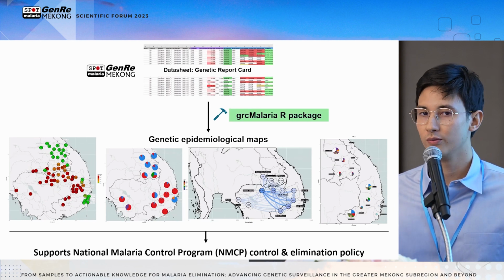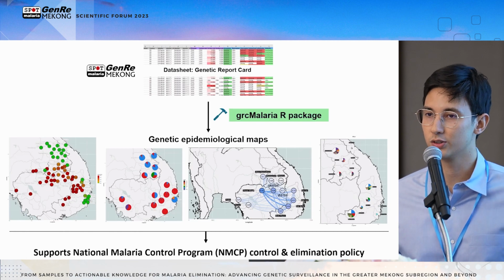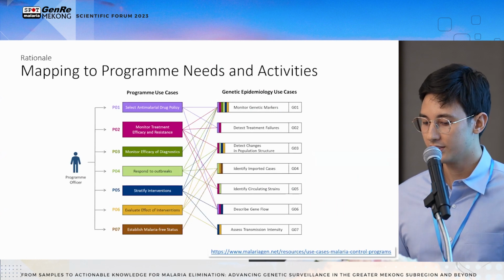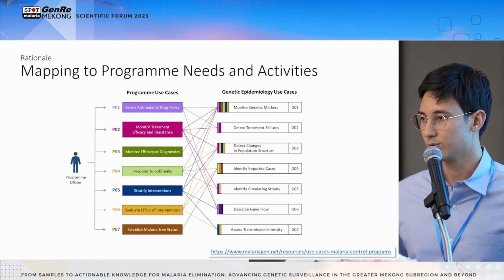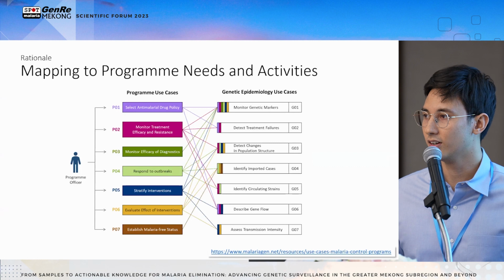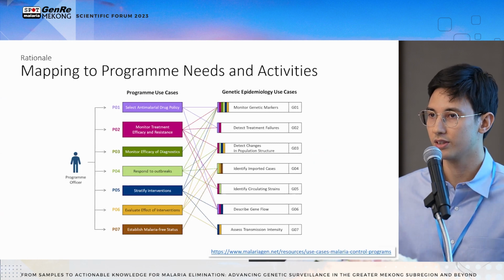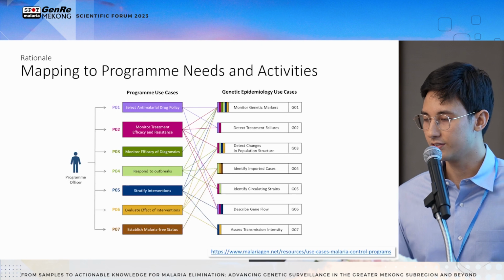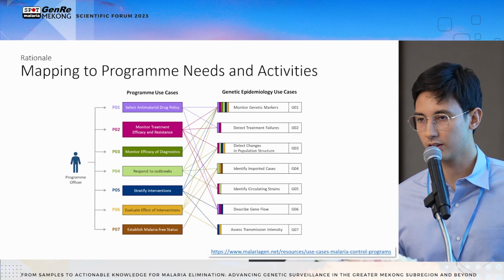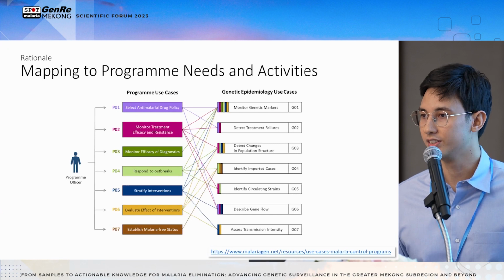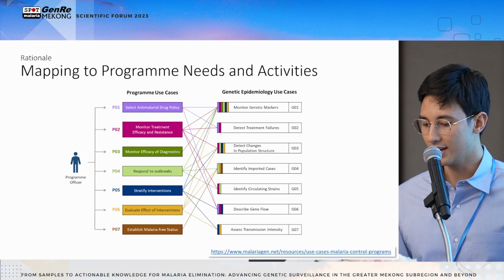But I'd like to ask further, how does genetic epidemiology assist with malaria control activities? Olivo developed a framework that listed the different kinds of activities of genetic epidemiology, as well as the different activities of malaria control programs, and then mapped these activities onto each other to give an idea of how genetic epidemiology can assist with control activities. As you can see, many activities of genetic epidemiology help with control program decision making. For example, one of the key strengths of the grcMalaria R package is to analyze and visualize the frequency of genetic markers.